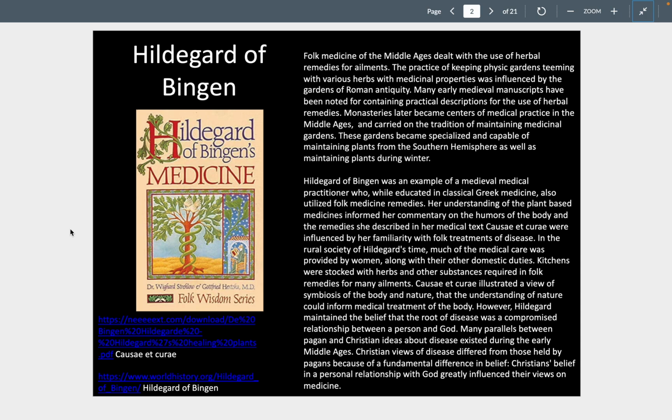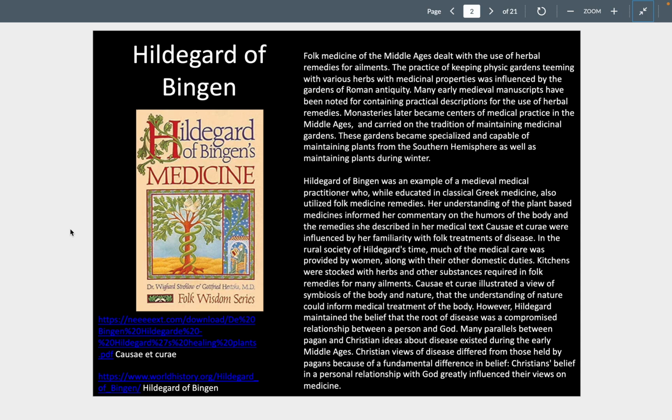Her understanding of plant-based medicines informs her commentary on how the humors work in the body. And the humors are things like black bile, blood, these different fluids within the body that it was believed in the Renaissance and the Middle Ages that illness was caused by an imbalance of these. And things like leeching and bloodletting were used as ways to cure. And I think that idea of the body being in balance is also something we see in yin and yang, again in Chinese medicine as well.